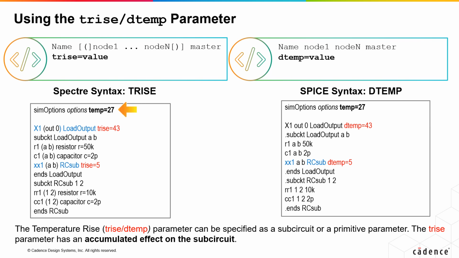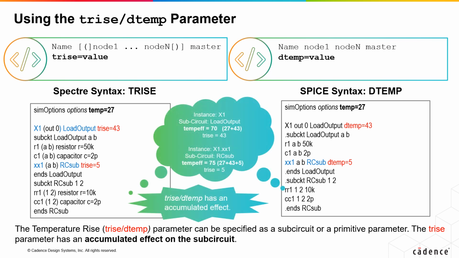Here, for the X1 load output instance, we have tRise set to 43, while for XX1 RC sub it is set to 5. Now, because of the accumulating effect, the effective temperature of the X1 load output instance is 70, and for XX1 RC sub it is 75. So you can confirm that this parameter has an accumulated effect for the subcircuit, and these two parameters are aliases.